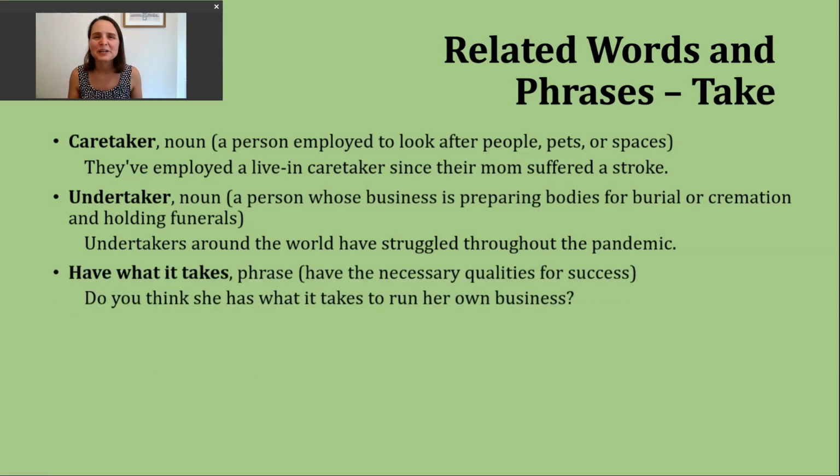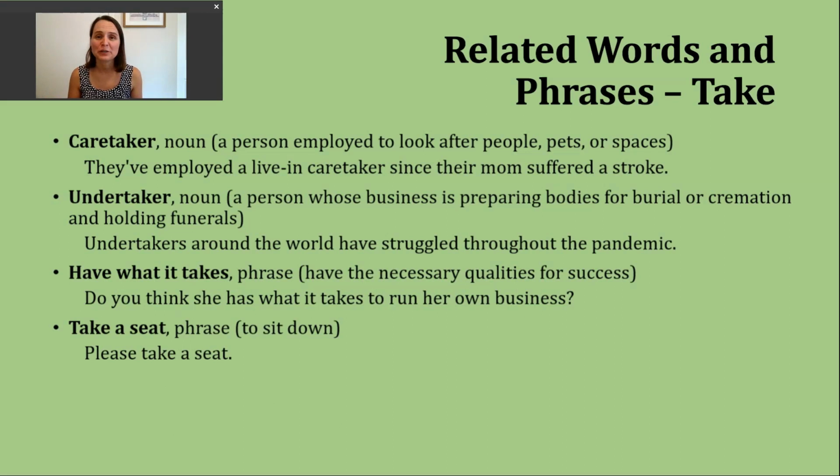The next phrase we're going to look at is to have what it takes. This means someone has certain necessary qualities that are needed in order to succeed. An example of this phrase in a sentence: do you think she has what it takes to run her own business? So starting your own business is a large endeavor. It can be very challenging. And so with this question, someone's wondering, does this person have the needed qualities in order to be successful?